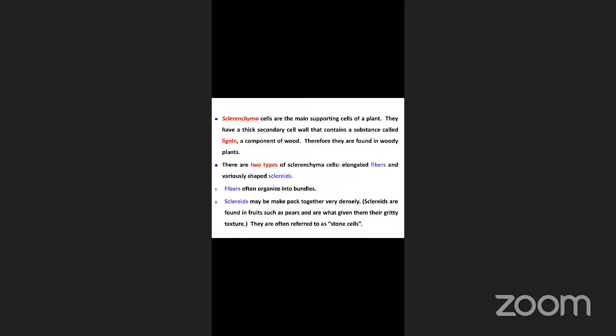Next, collenchyma. These cells show pronounced thickening on the tangential walls rather than the radial walls. For example, the stem cortex shows different types of thickenings.